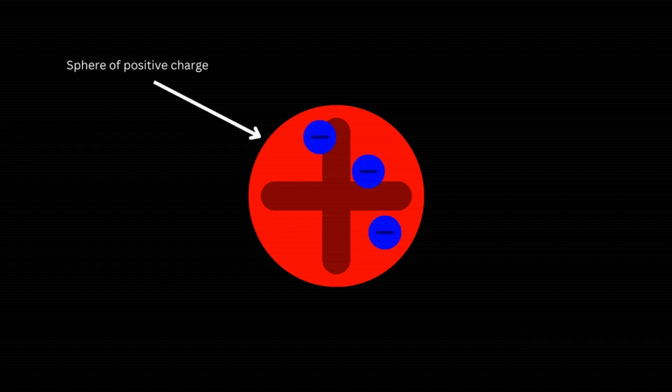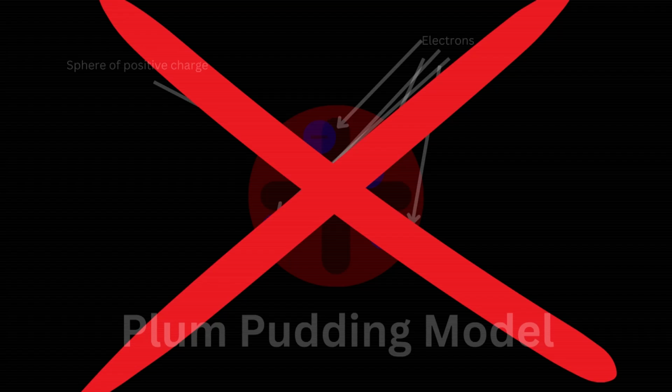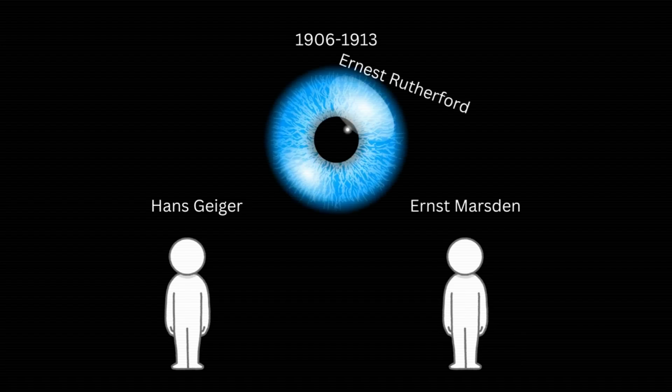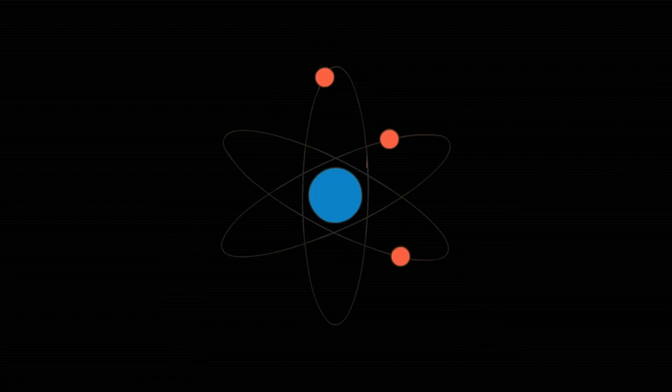Rutherford's gold foil experiment. In the 1900s, the leading theory of atomic structure was the plum pudding model. But that was all about to change. Between 1906 and 1913, Hans Geiger and Ernst Marsden conducted a series of experiments under the direction of Ernest Rutherford, who often takes much of the credit. These experiments eventually led to the Rutherford model of the atom.